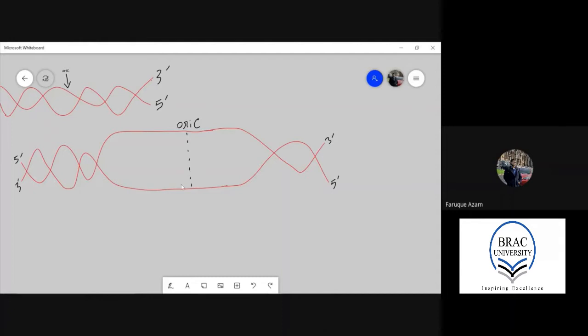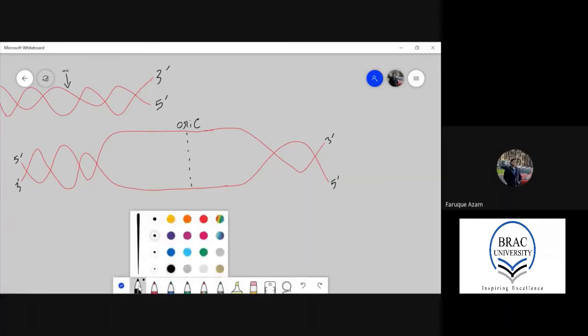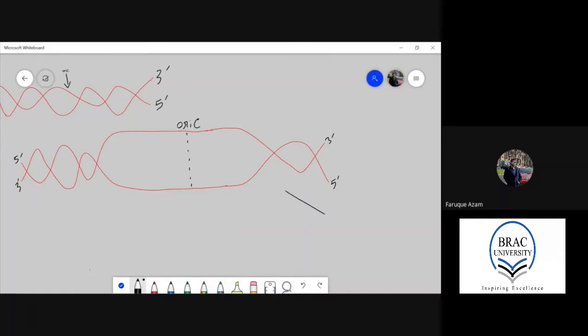Also note that the helicase mainly determines the replication fork's direction. So this direction will be the replication fork direction on this side, because we know that helicase can go in which direction. Can anyone tell me? So 5 prime to 3 prime.